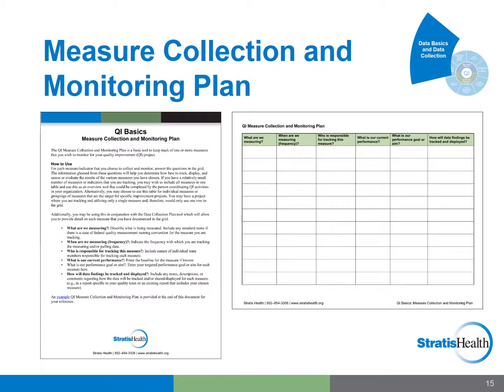Indicate the frequency with which you are tracking the measure and/or pulling data. Who is responsible for tracking this measure? Include a specific name or team member here. What is the current performance goal or aim? If this is a standard measure that you've been using and have a baseline value, enter that here. What is our performance goal? Enter your targeted performance goal for each measure here.